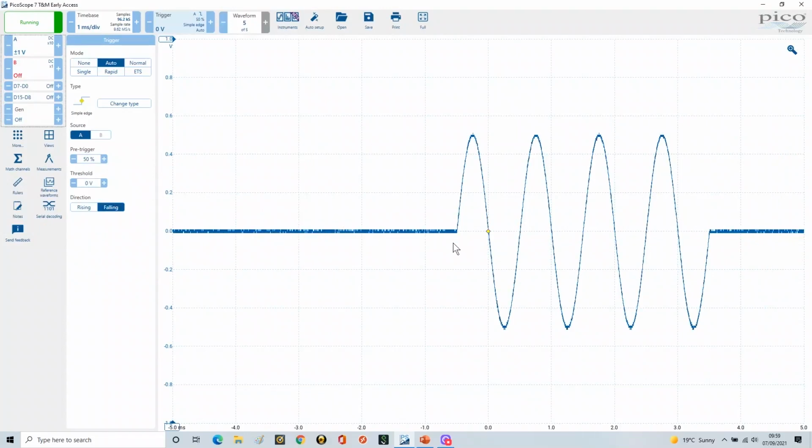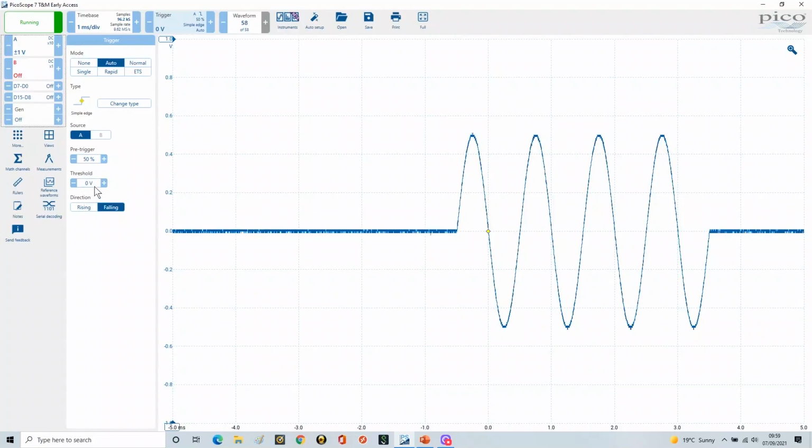Right, now then, the threshold voltage. I know that this signal is going through zero volts. It's got no offset on it, so I've got a sine wave going positive by 0.5 volts and going negative to 0.5 volts, and therefore I know that so long as my trigger is somewhere between these 2 points, it will trigger.